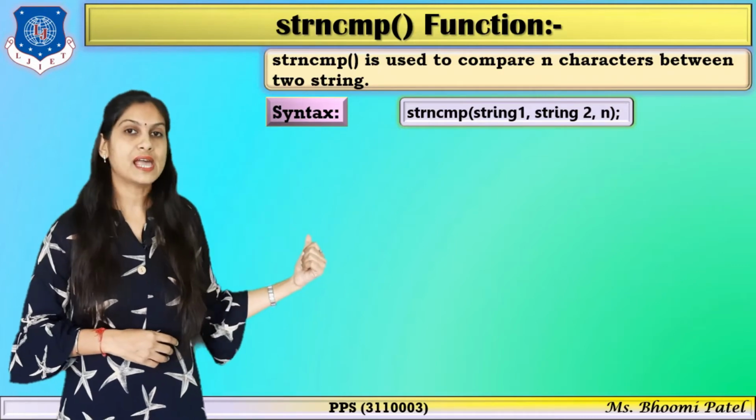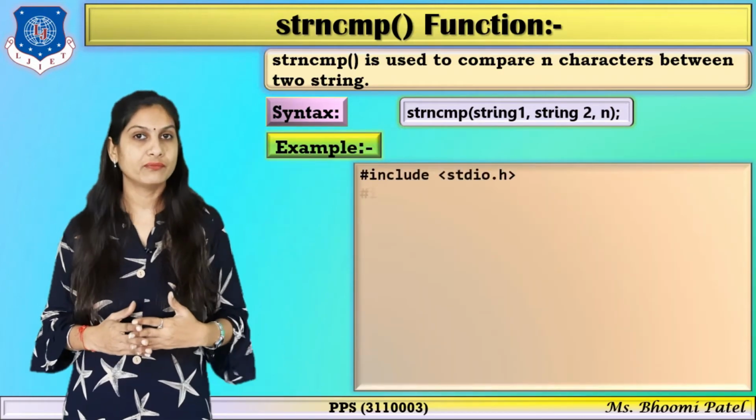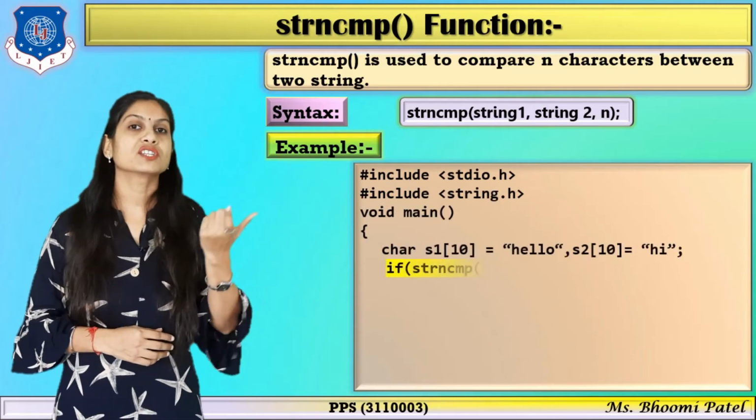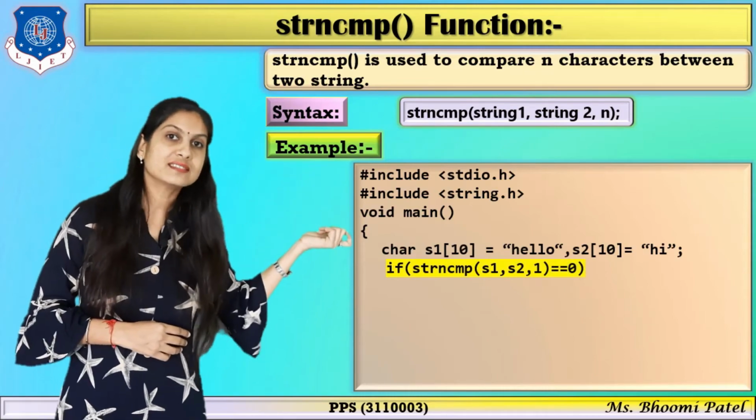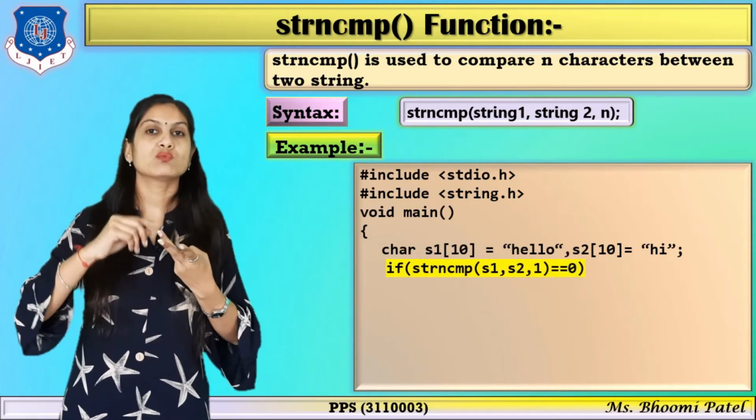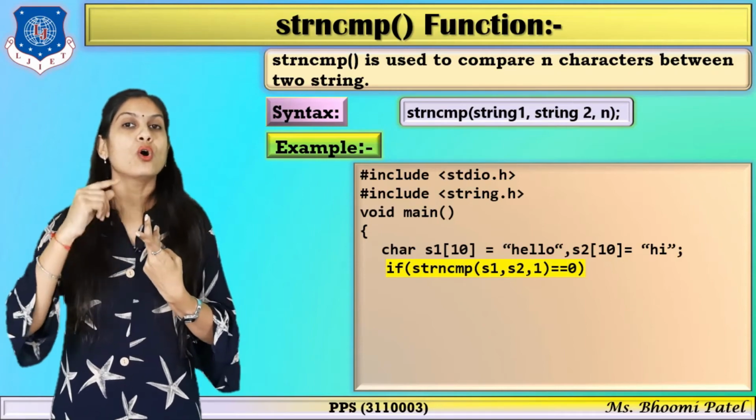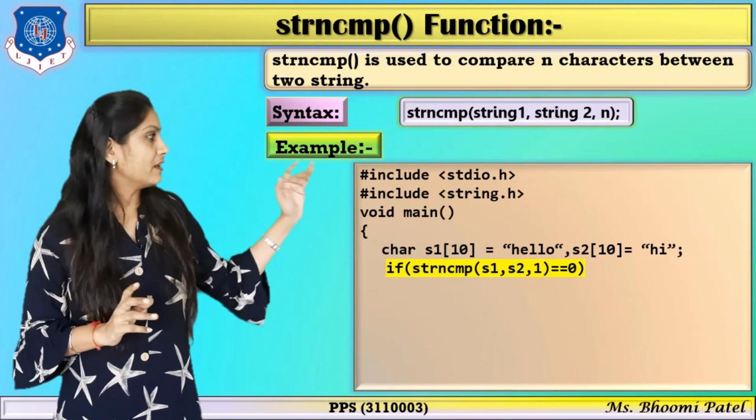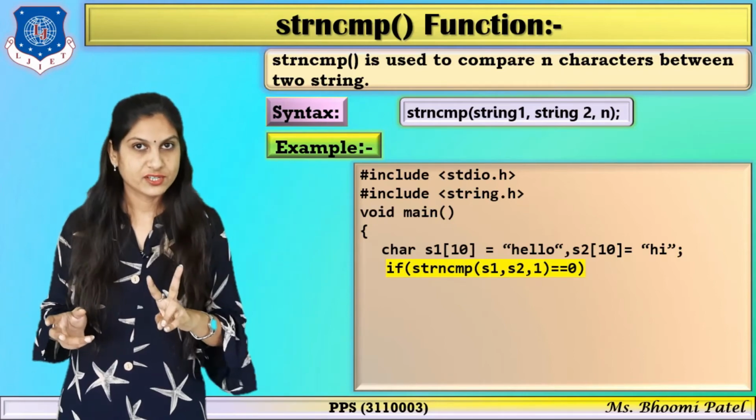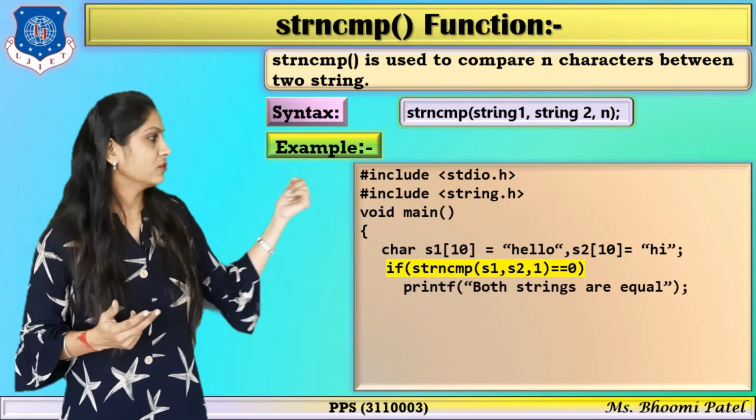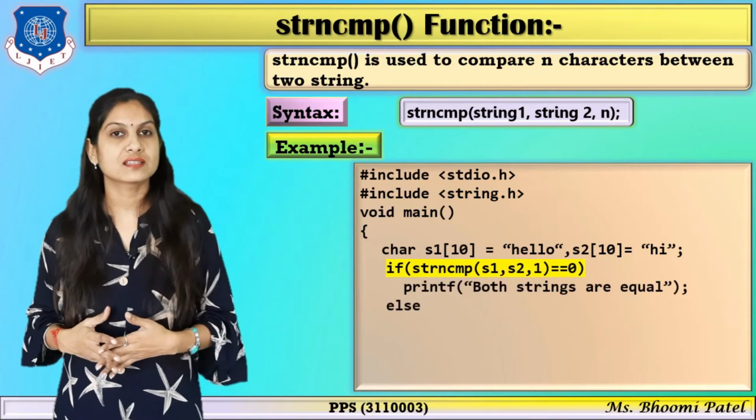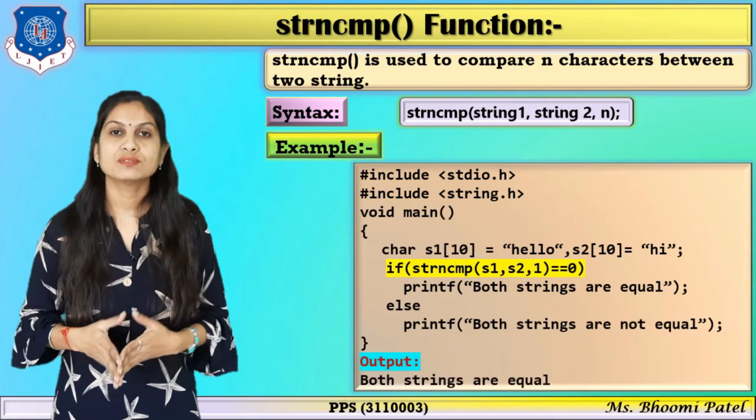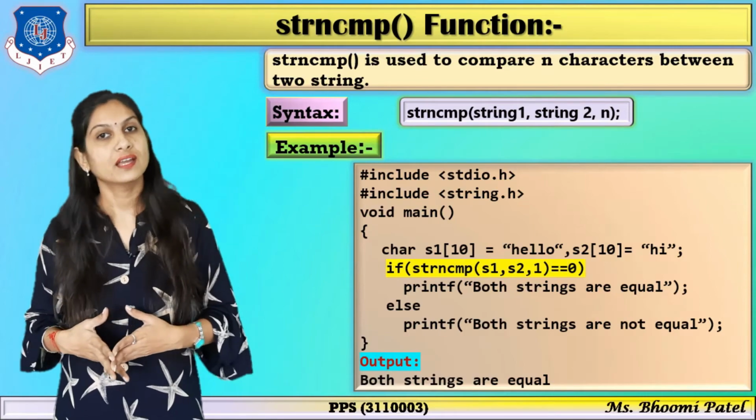And just see here in an example, after including both the header files, in void main we are changing only the function name in the if, now strncmp, and 3 arguments s1, s2 and 1. So only one character of both the strings will be compared, and the first character of both strings is h. So the condition becomes true, and it goes inside the if part, and the message is that both the strings are equal. Clear? So as per your requirement you can use strcmp and also strncmp.